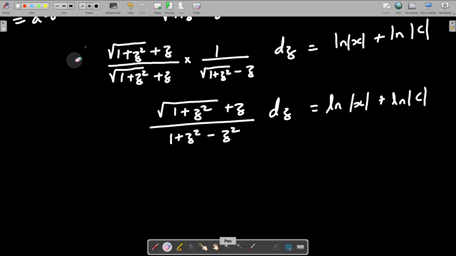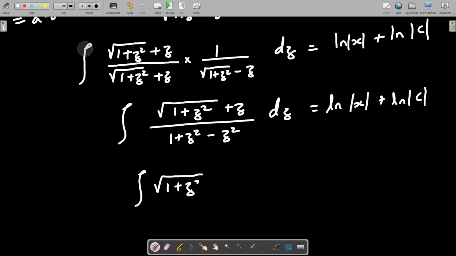This should be an integral sign here. If I integrated the other thing, because I integrated the other side, the integral sign had to be written on this side also. So we have to integrate only root over 1 plus z square plus c. Okay, so this is what you're going to end up with.